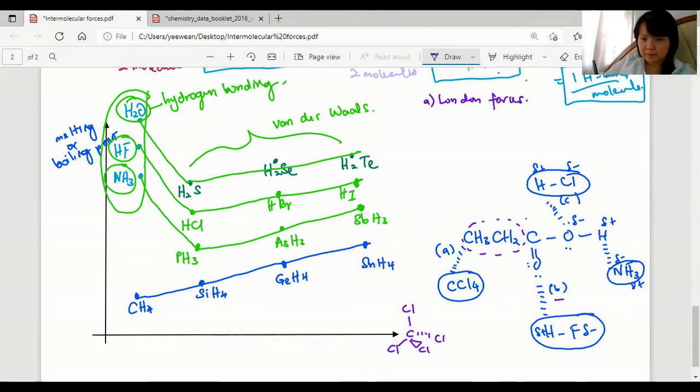Okay, B. There's a lone pair of electrons that came from N, O, or F, and then there's an H that is covalently bonded with N, O, or F. So B is definitely a hydrogen bond.